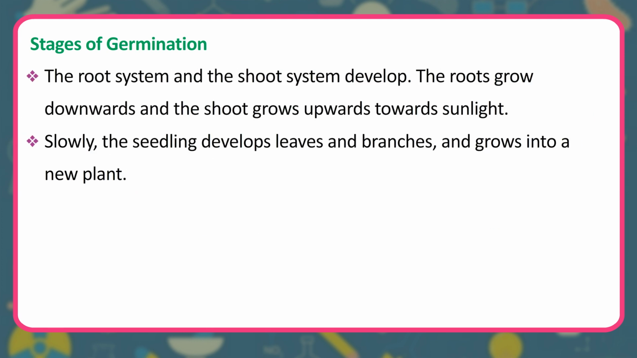The root system and the shoot system develop. The roots grow downwards and the shoot grows upwards towards sunlight. Slowly, the seedling develops leaves and branches, and grows into a new plant.